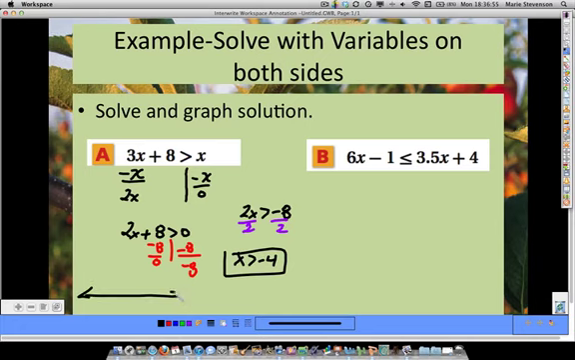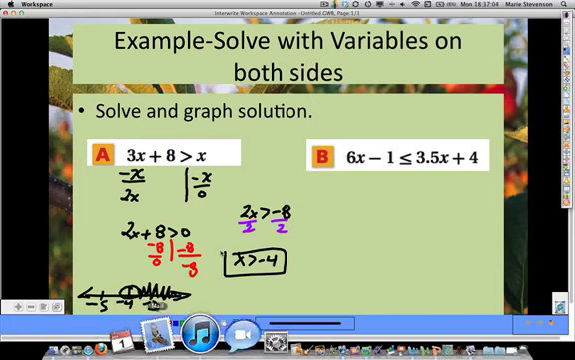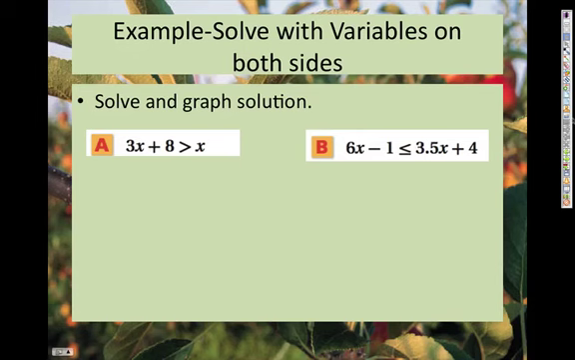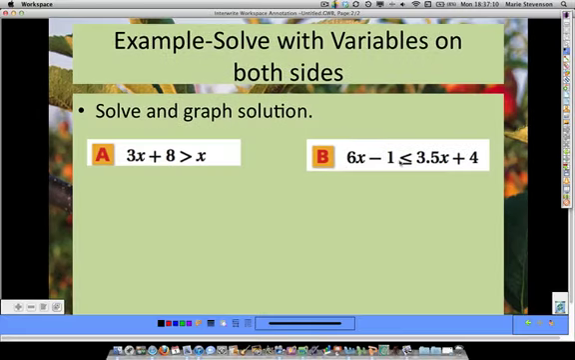And then, of course, we do our graph. It's open circle to the right. So there you go. Okay? All right? Let's do the second one. Now, in this case, we have that decimal. We'll worry about the decimal in a minute. First thing we want to do is decide which variable term do we want to move. Well, this is smaller, so we're going to move it to the left.